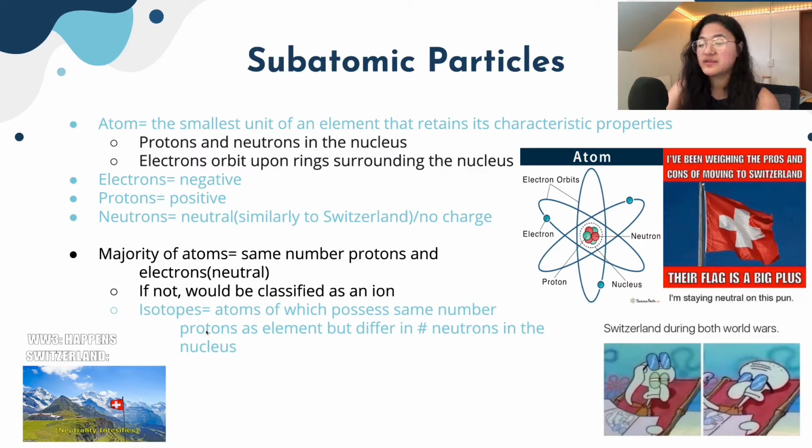Isotopes are atoms that possess the same number of protons as their element, but a different number of neutrons in the nucleus. And yes, I couldn't help myself with Switzerland neutrality memes. So just enjoy those.